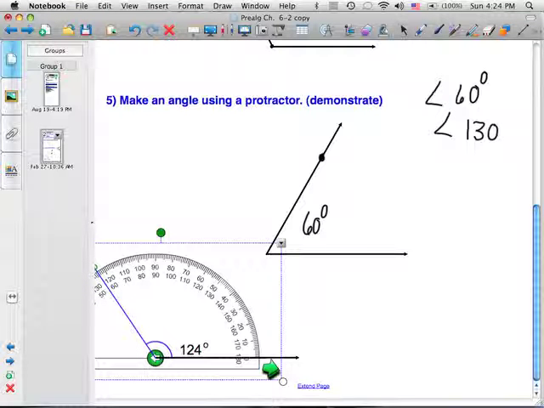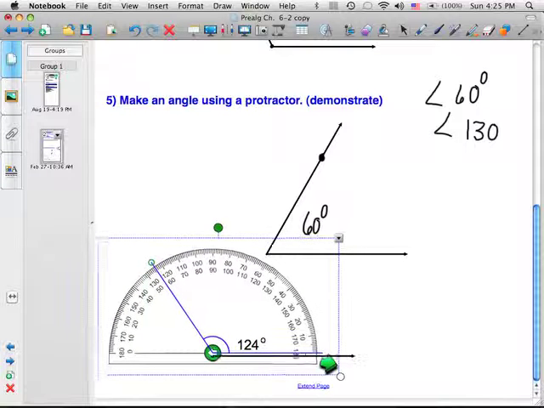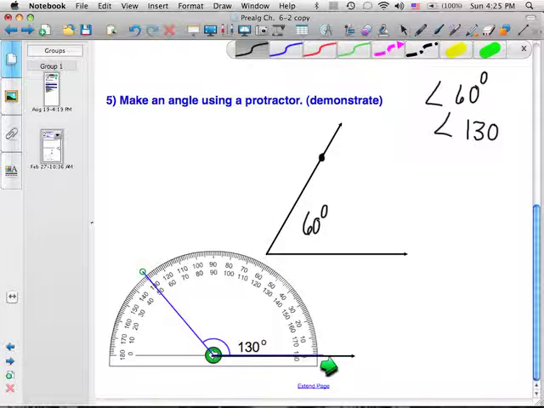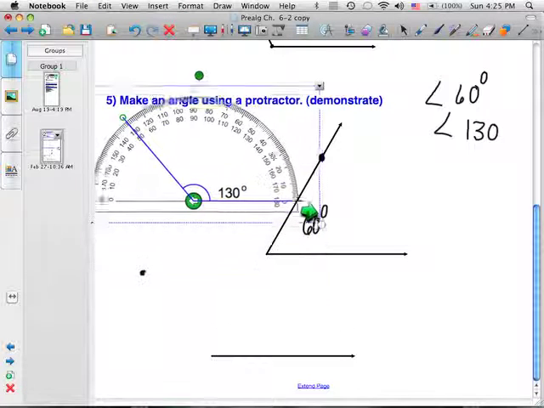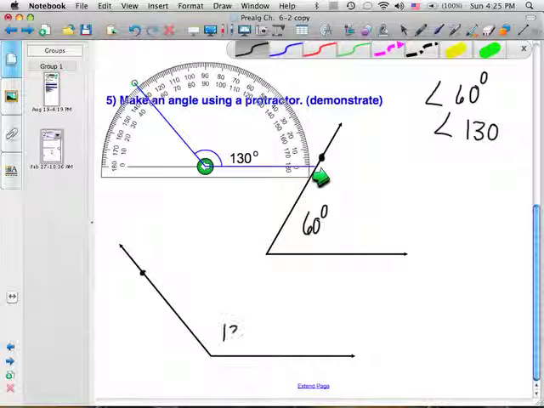I think we're going to have to move the ray over here, move the protractor over. Put a point above the protractor at 130, and then move it out of the way. Take your straight edge and connect the vertex, or the end point of the first ray, and send it through that second point. And there you have your angle, which is 130 degrees.